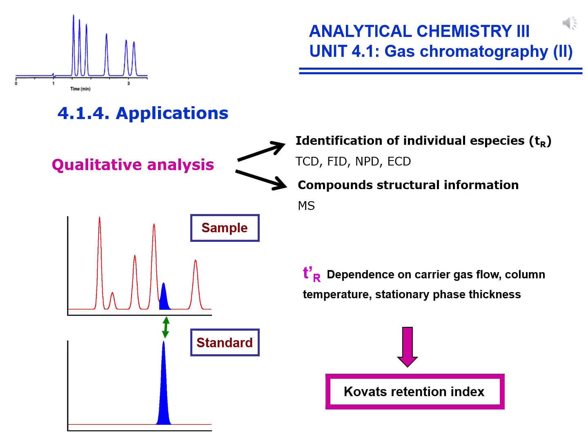Therefore, in some cases, in gas chromatography, a parameter that does not depend on these factors can be employed, which is the Kovács retention index. However, this index has the limitation that it can only be calculated for homologous series of n-alkanes.